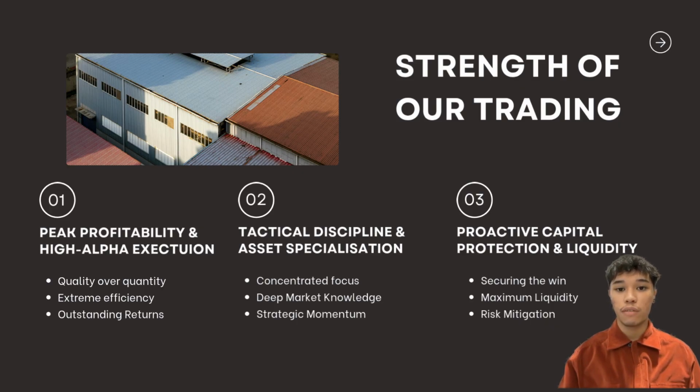A massive driver of this was tactical discipline. Rather than spreading capital thin, we specialized in crude palm oil futures. We treated SCPO as our primary profit engine, dedicating 63% of our total activity, 29 out of 46 trades, strictly to this asset. This deep concentration allowed us to truly master its specific price movement and momentum, giving us a sharp edge over broader market noise.